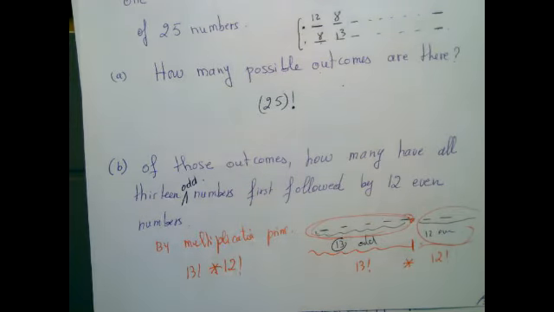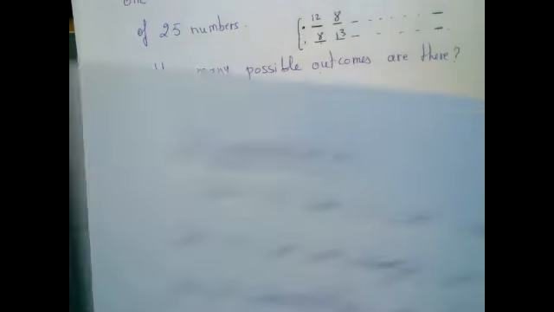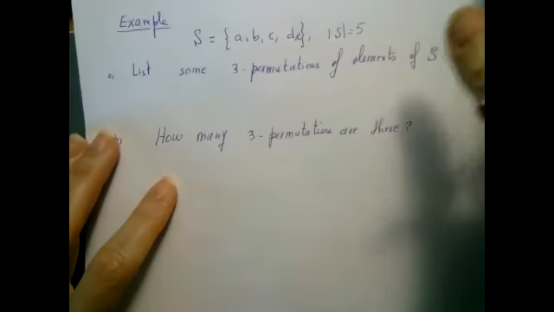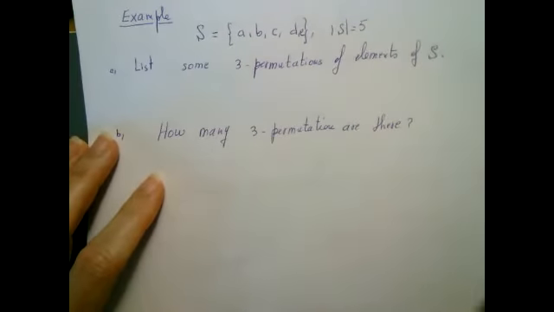Now there is something called a K permutation, which is the following. What's a K permutation?